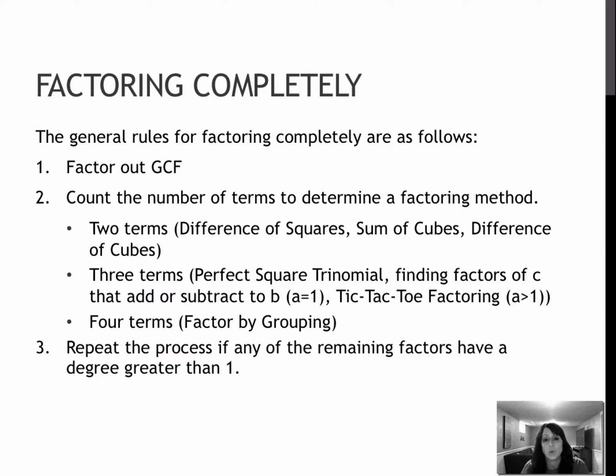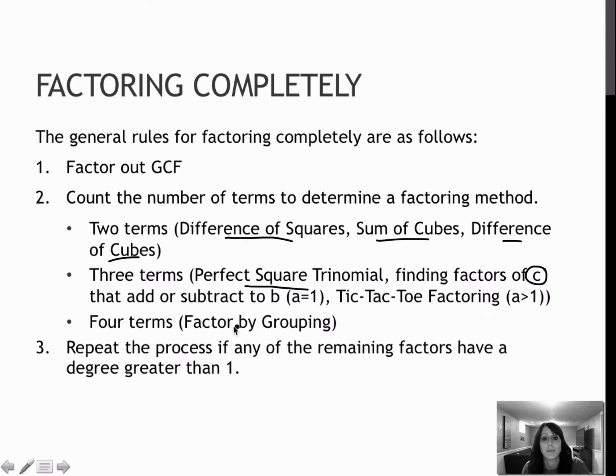So if it has 2 terms, we have talked about the difference of squares pattern, the sum of cubes pattern, or the difference of cubes pattern. If there's 3 terms, it might be a perfect square trinomial. I might just be looking for factors of C that add or subtract to B. That's when A is 1. Or if A is greater than 1, I might have to do my tic-tac-toe factoring.